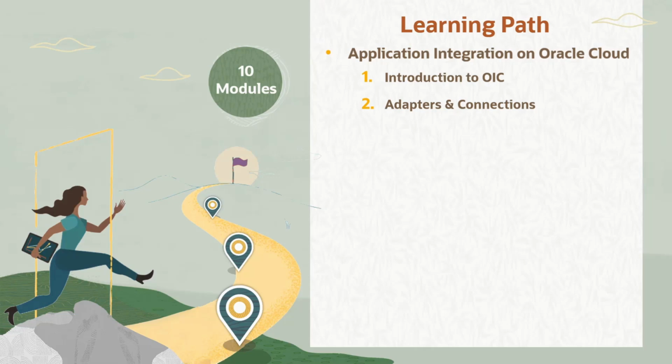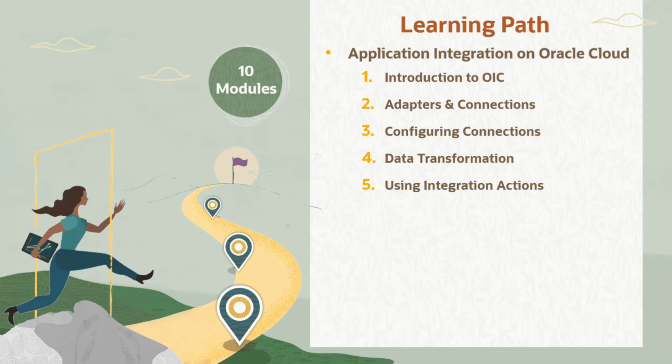Next, it's time to take a closer look at OIC adapters, their functionality, and how adapter connection resources are defined. Then in Module 3, you'll learn how to configure these connections to be used as an integration trigger or to invoke an external system or application. In the data transformation module, you'll learn all about the OIC map editor as well as how to use OIC lookups. Module 5 covers how to use and configure various integration actions to facilitate the logic within your integration flows.